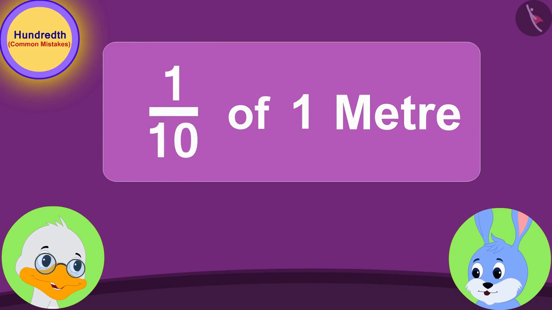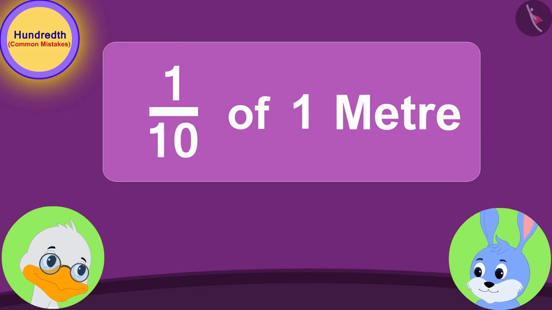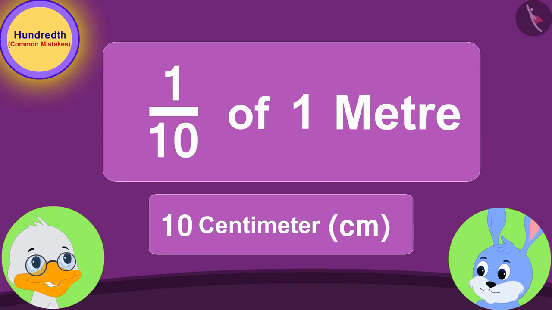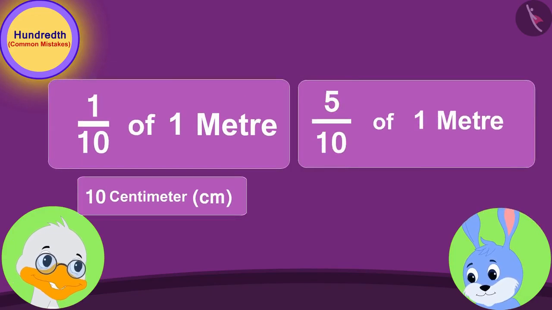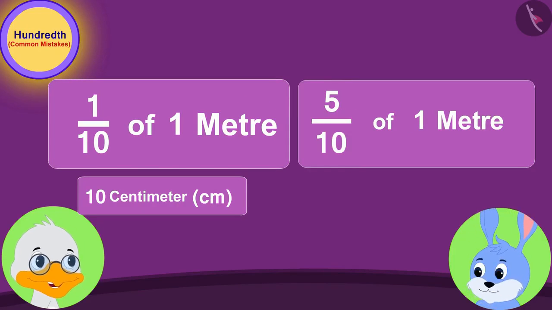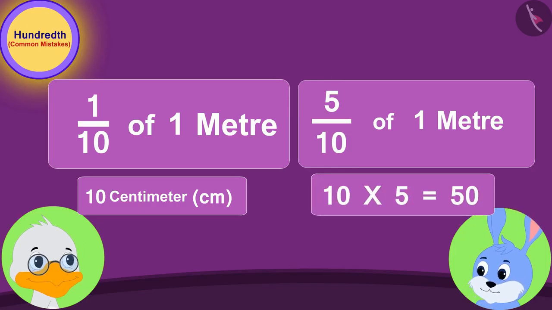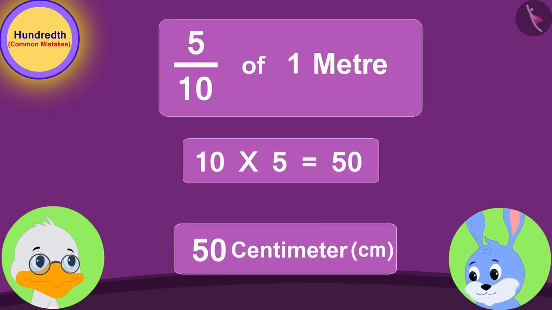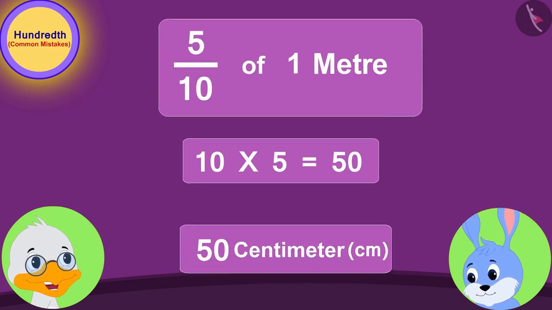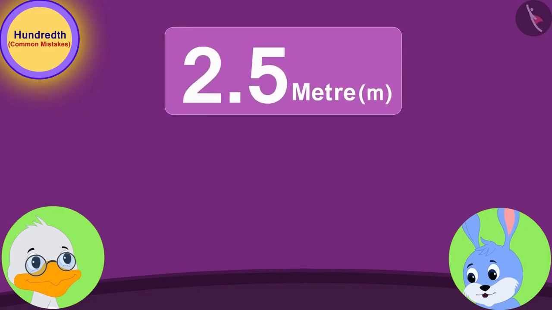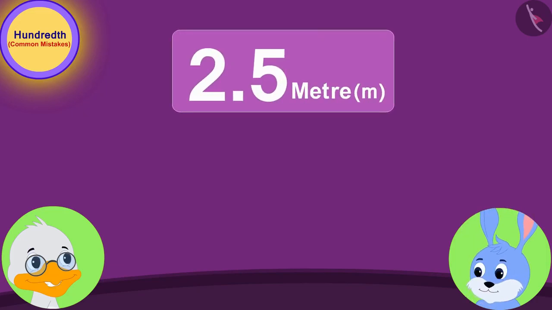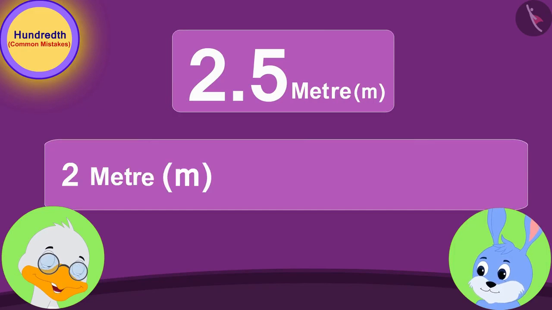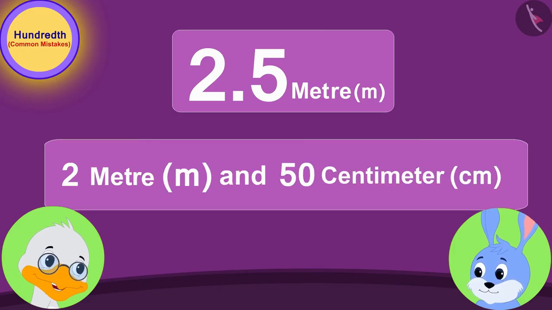1/10th part of a meter is equal to 10 centimeters. Therefore, the 5/10th part of a meter will be equal to 10 times 5 or 50 centimeters. Thus, 2.5 meters is equal to 2 meters and 50 centimeters.